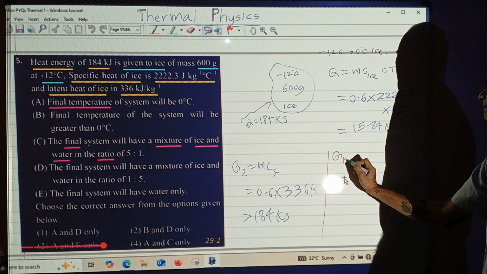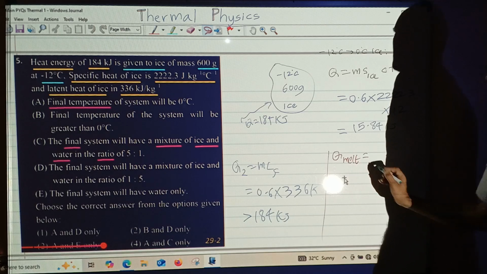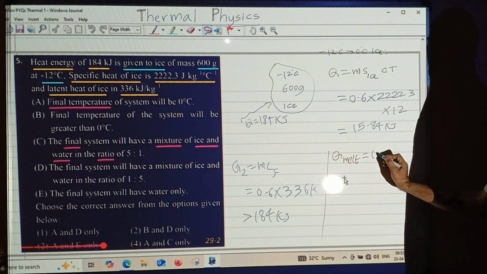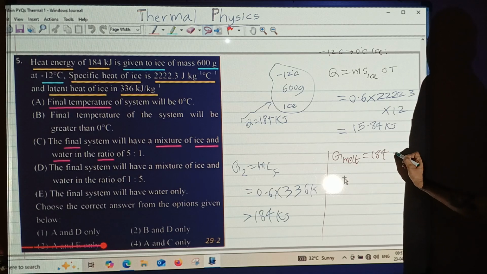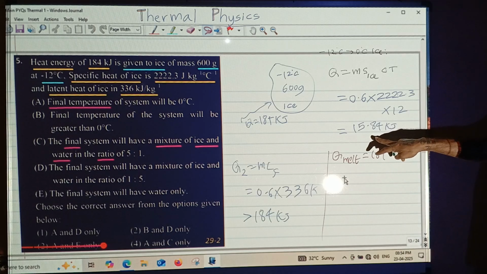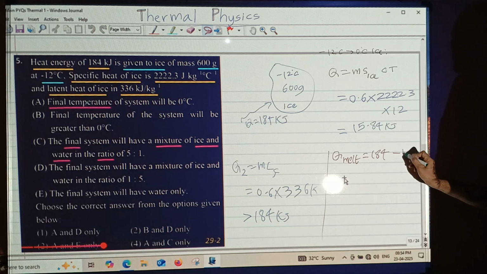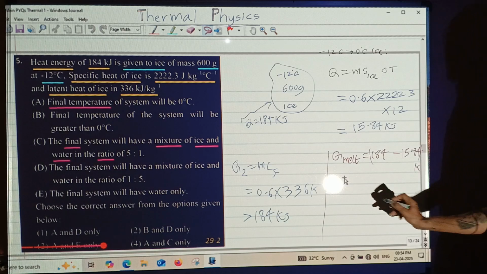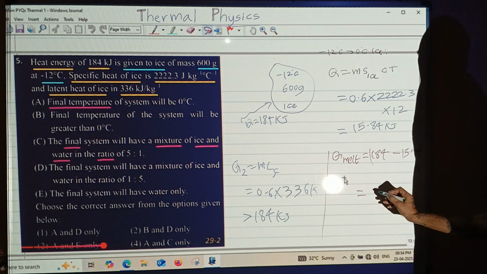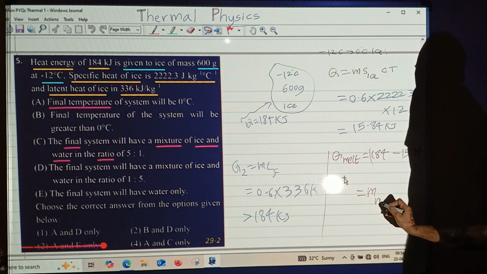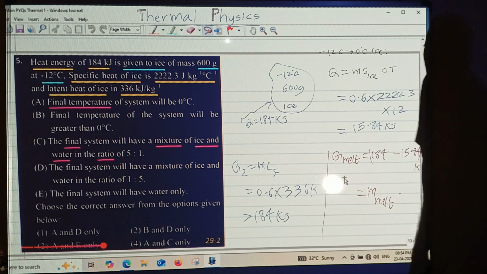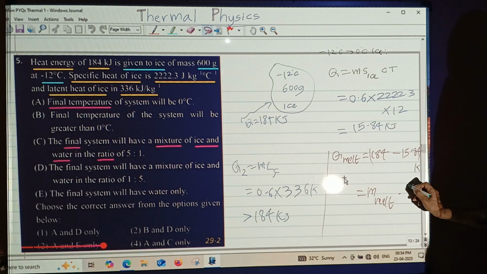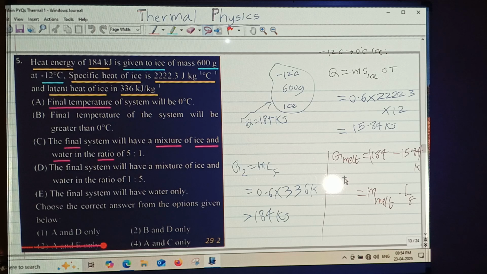So we call that Q melt, heat available for melting. That is the total heat supplied, 184 kJ, minus the heat used for raising the temperature to 0. So this much kilojoules will go in melting part of the 600 grams. So let me call that mass melted into latent heat of fusion of ice, which is given as 336 kJ.